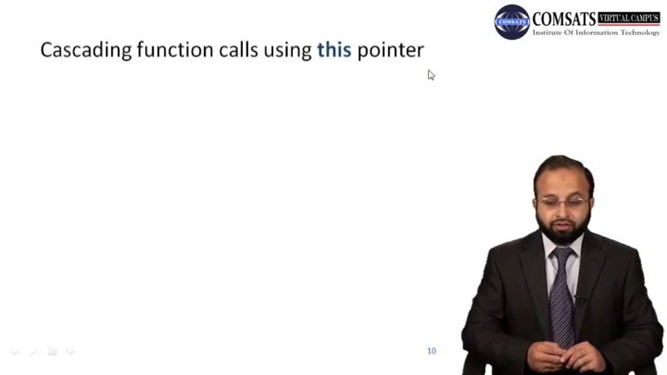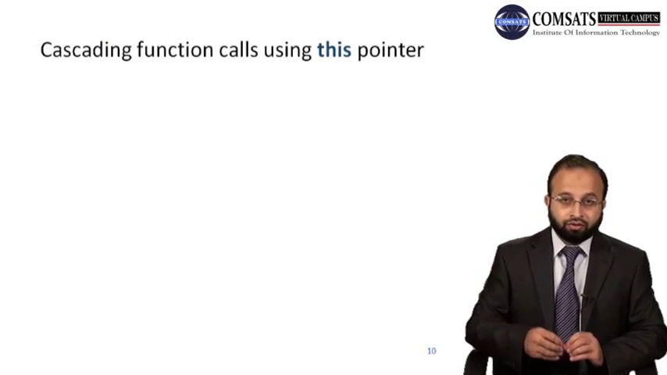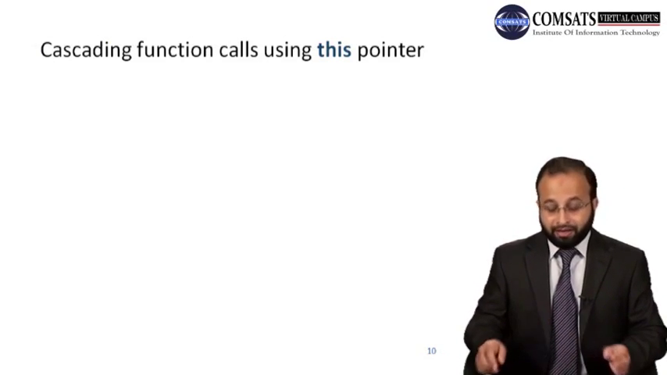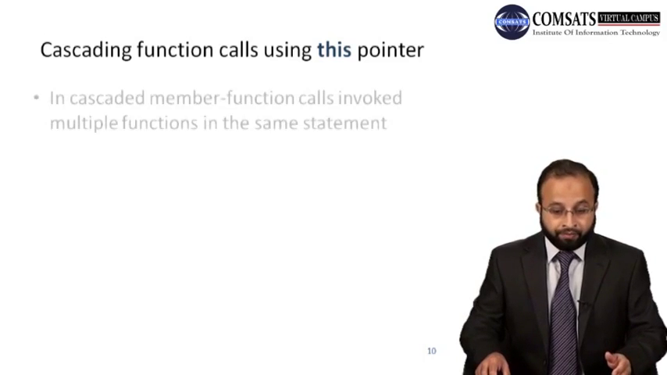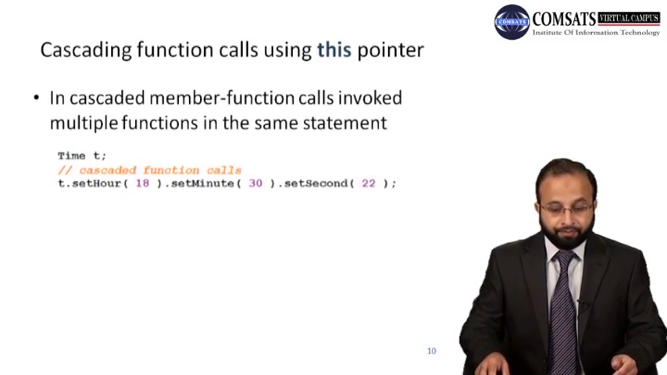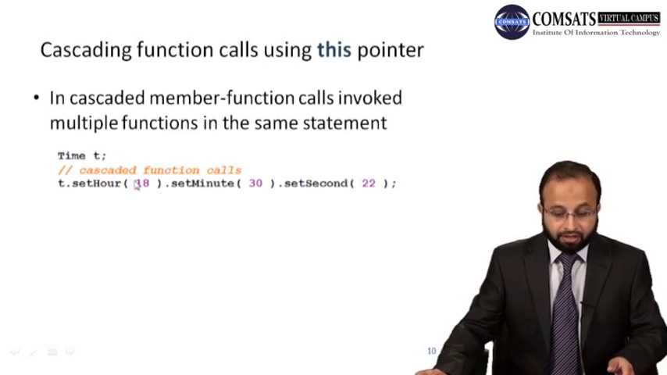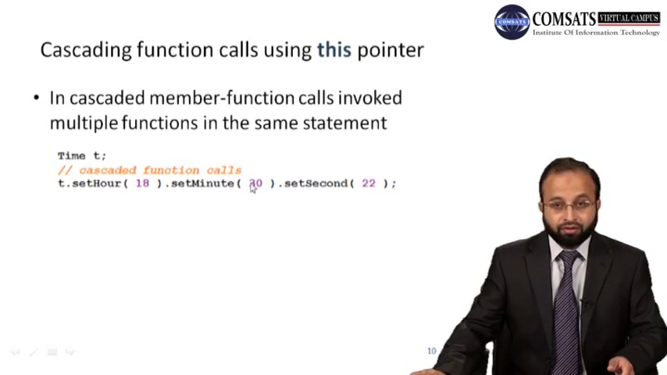Now cascading function calls using the this pointer. Cascading means you call one function, then another function, then another function, and so on. In cascaded member function calls, you invoke multiple functions in the same statement. For example, we have an object of class Time, the name of the object is t, so we can have these cascading function calls. t.setHour(18), .setMinute(30), .setSecond(22), right?